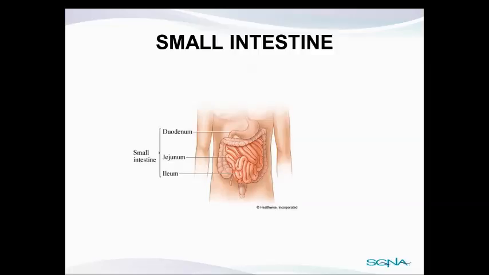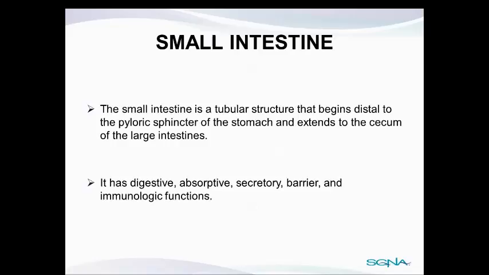These are the regions of the small intestine. The small intestine is a tubular structure that begins distal to the pyloric sphincter of the stomach and extends to the cecum of the large intestine. It has digestive, absorptive, secretory, barrier, and immunological functions. The small bowel is approximately 5 to 6 meters long in an adult.